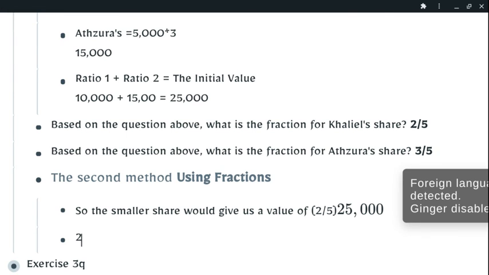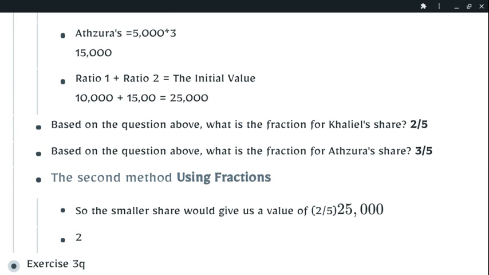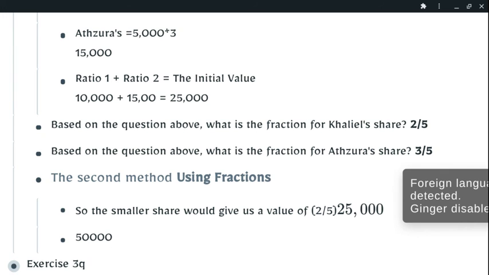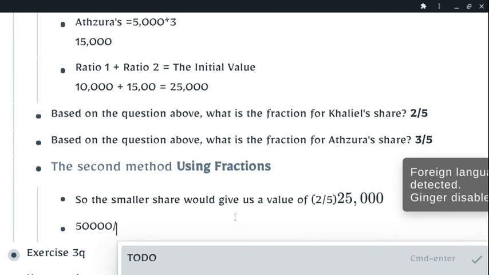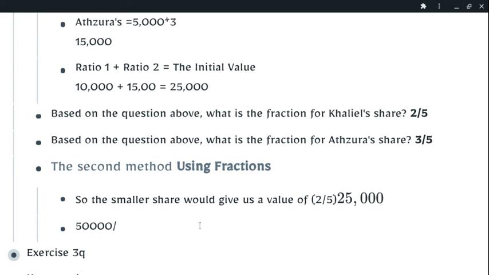So 2 multiplied by 25,000 would have given us... let me write it out. 2 multiplied by 25 and then add 3 zeros at the end. So 2 times 25 will give us, come on guys. 50,000. 2 times 25 is 25 plus 25. 50, correct. So that 50,000 still has a denominator attached to it, correct? What's the denominator? 5. There you go.